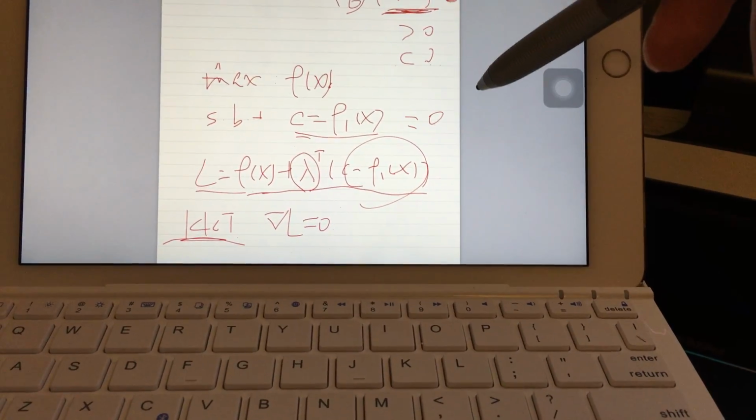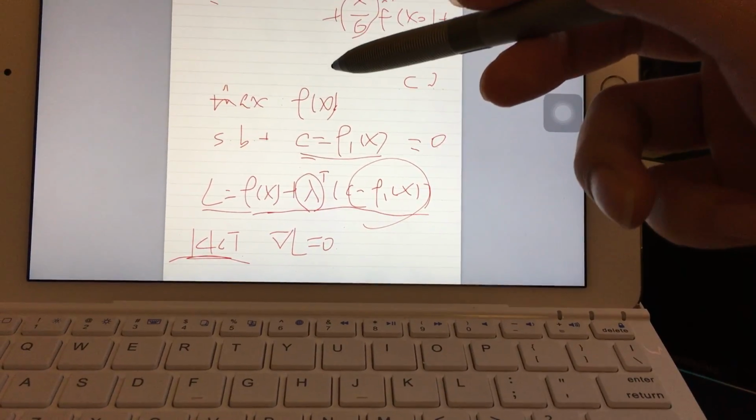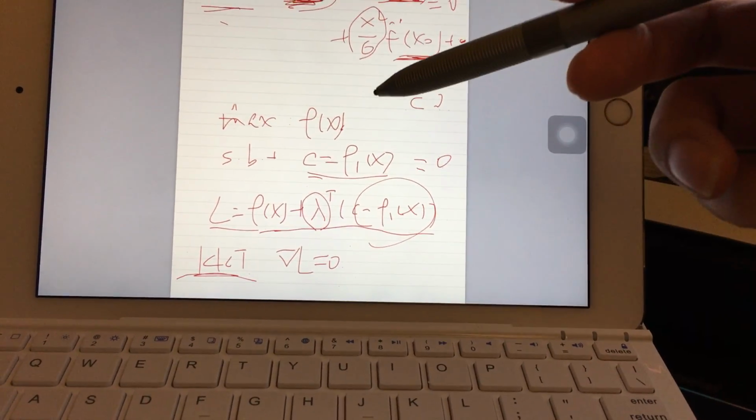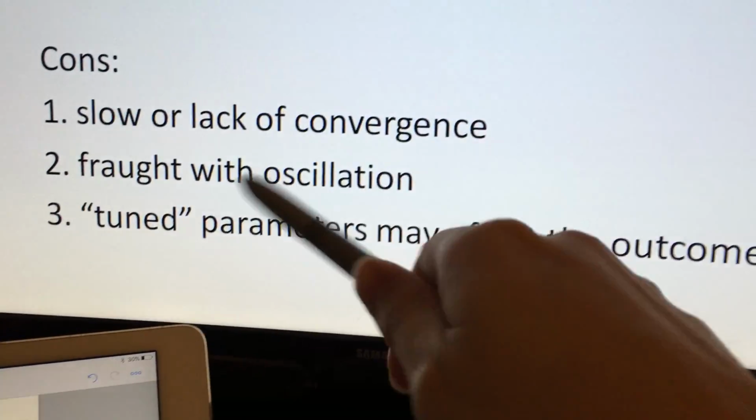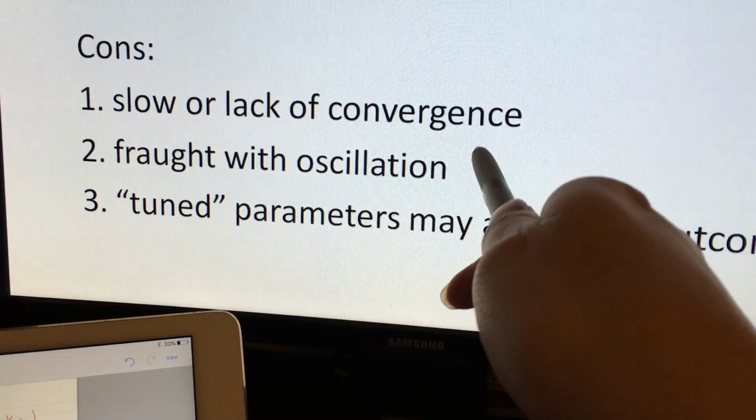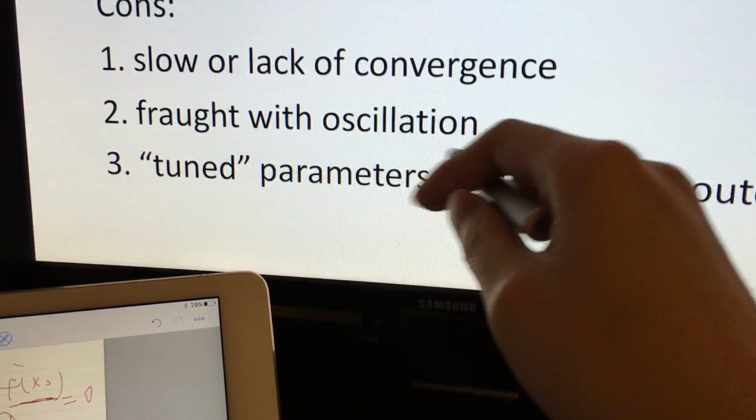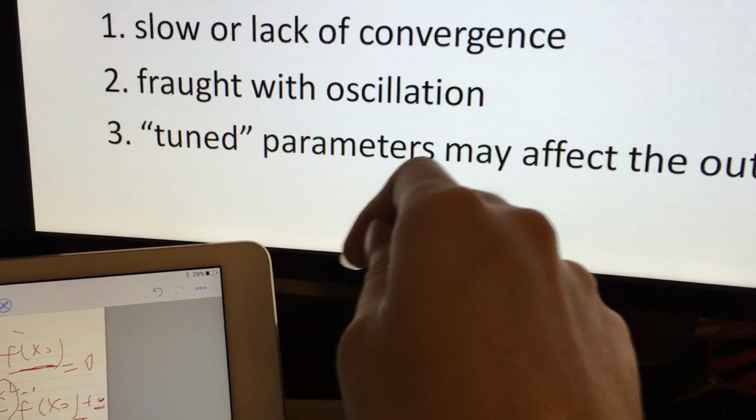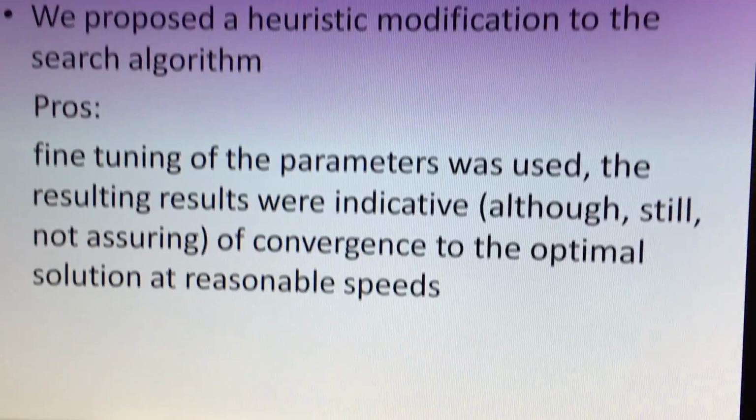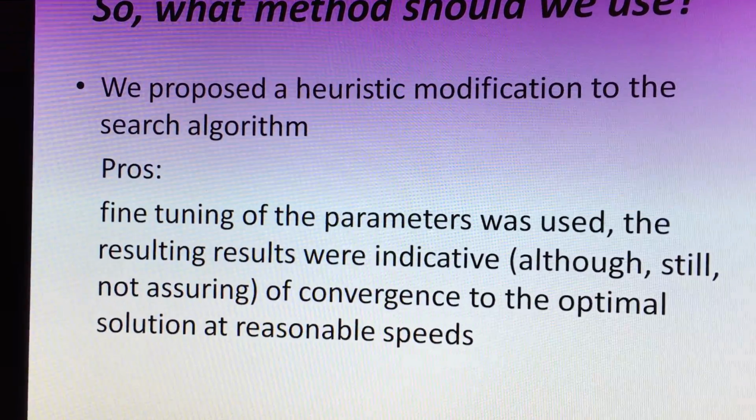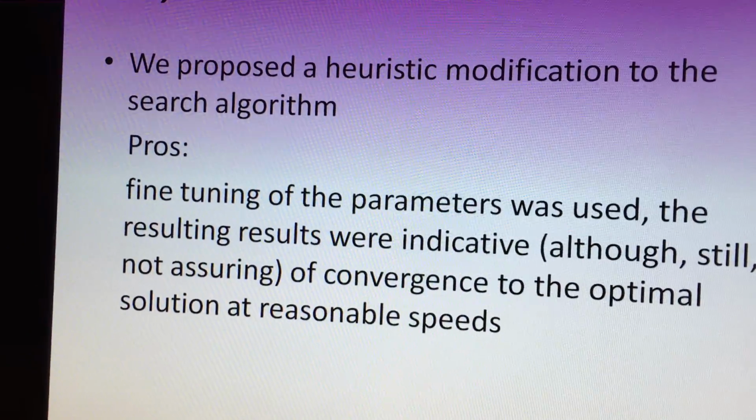So it looks simple, but can we just directly use the Lagrange method? Of course we can, but there are some cons to directly using this kind of method. The first one is no or lack of convergence. The second one is that it is fraught with instability. The third one is that tuning parameters may affect the outcomes. So this method is not perfect. So what method should we use?